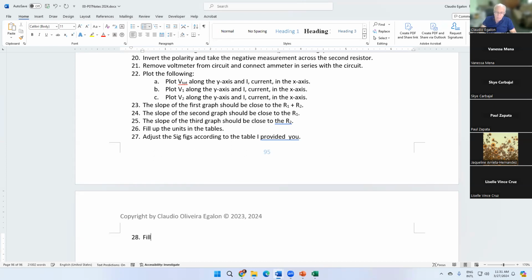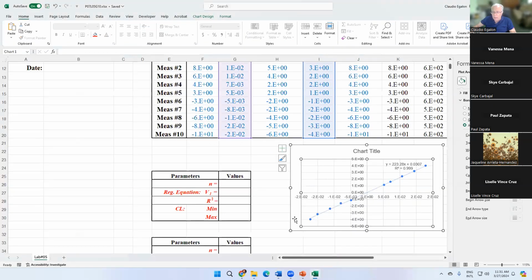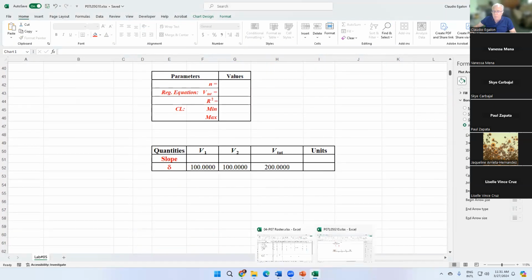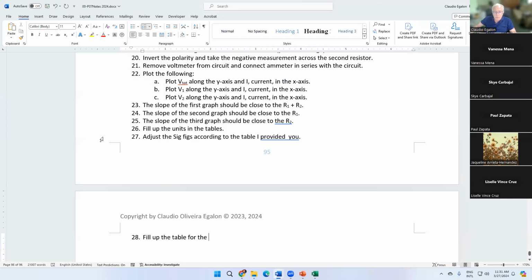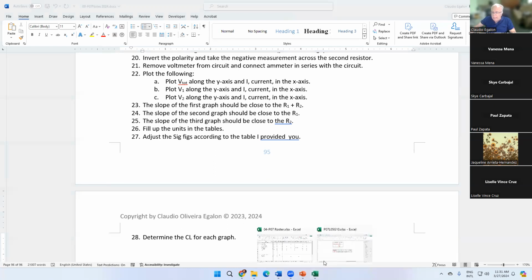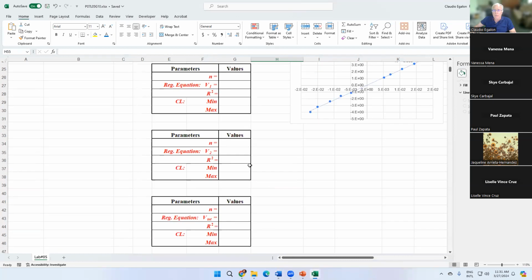Fill up the table for the last table. Fill up the slope. It would be those three here. And determine the CL for each graph. And that's what it is. Okay, here, here, and here.